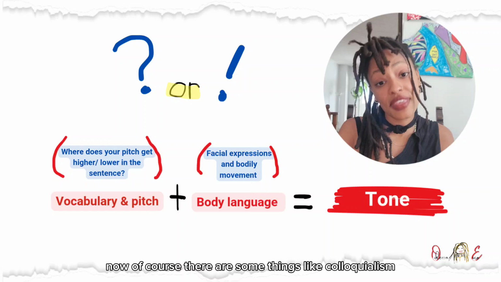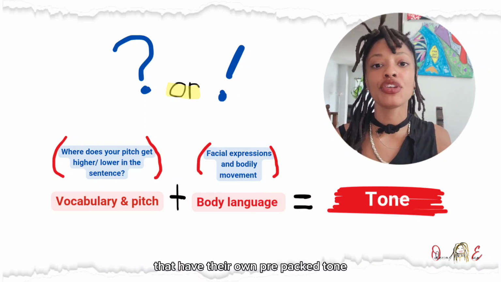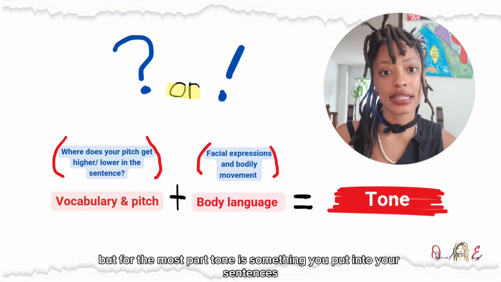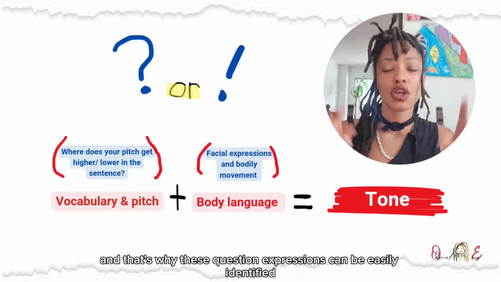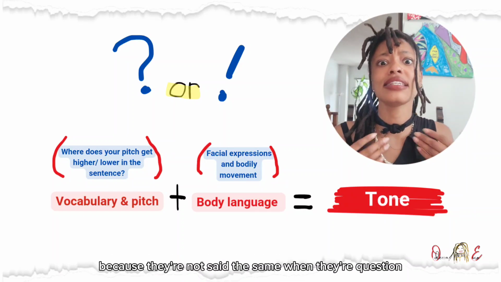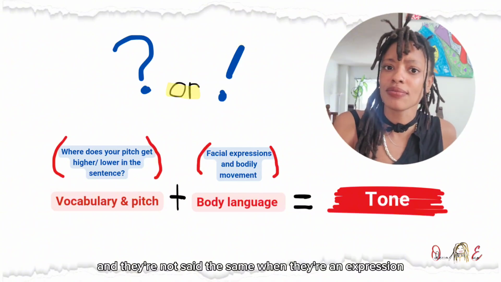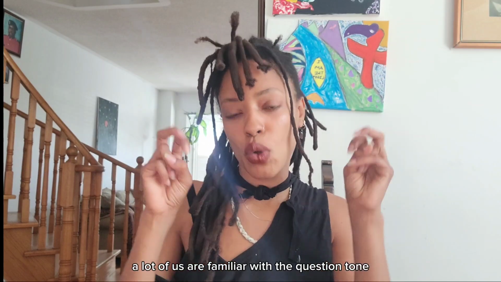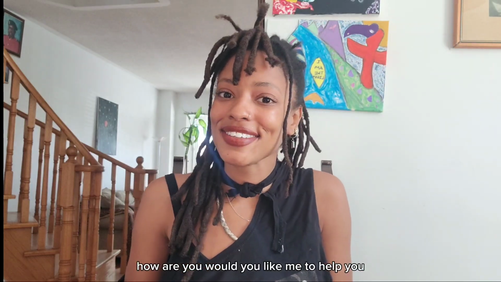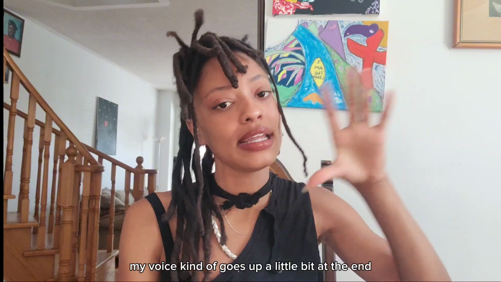Now, of course, there are some things like colloquialisms that have their own pre-packed tone, but for the most part, tone is something you put into your sentences. And that's why these question expressions can be easily identified, because they're not said the same when they're a question and they're not said the same when they're an expression. A lot of us are familiar with the question tone. Your voice just goes up at the end. How are you? Would you like me to help you? My voice kind of goes up a little bit at the end.